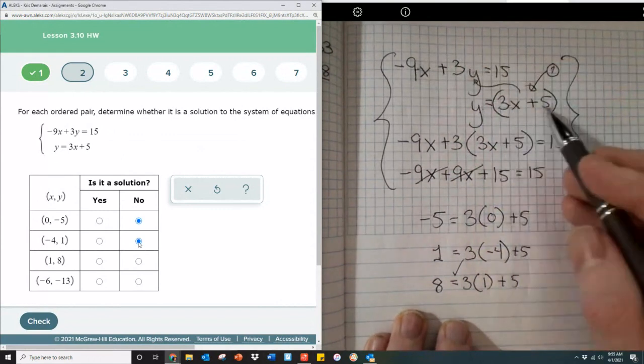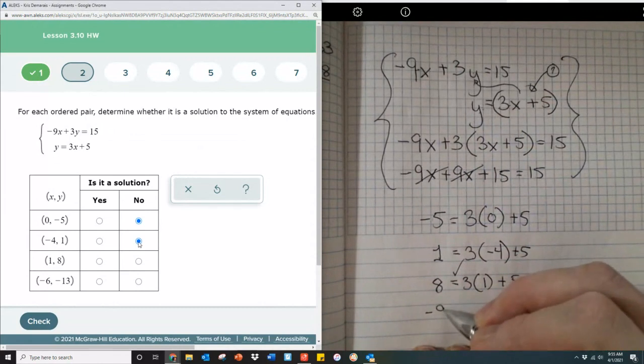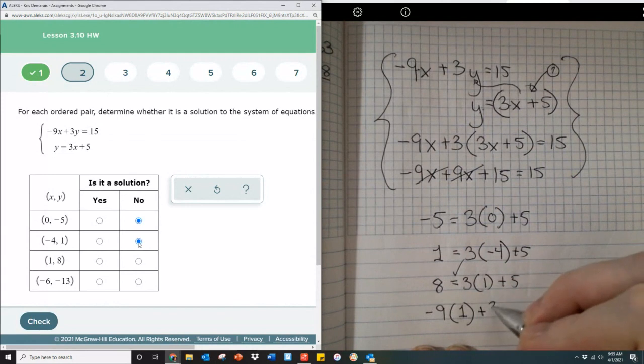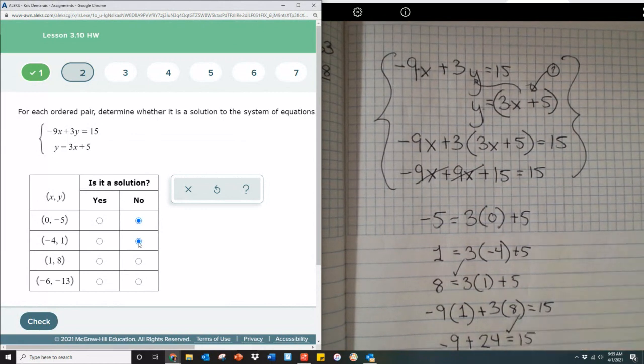Therefore, I move on to the top one now. If it works for the bottom one, which is easier to solve, I then move on to the top one. All right. Now, negative 9 times 1 plus 3 times 8 equals 15. All right. Now, negative 9 plus 24, and 24 minus 9 is 15. So therefore, it works. So this is a yes. I move on to the last one.